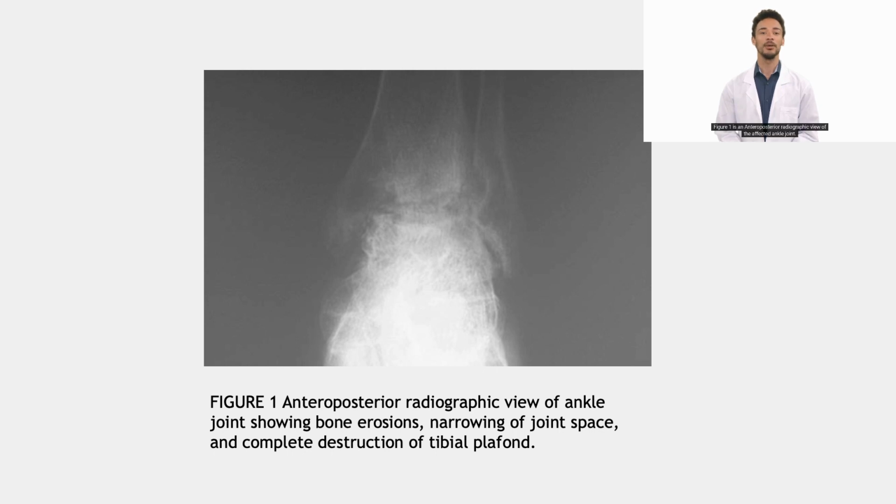Figure 1 is an anteroposterior radiographic view of the affected ankle joint. This striking image shows significant bone erosions, narrowing of the joint space, and complete destruction of the tibial plafond. These findings corroborate our clinical suspicion of tuberculous arthritis, as they represent the typical radiological changes seen in advanced stages of this condition. Note that the destruction of the tibial plafond in particular is an ominous sign, suggesting a deeply invasive infection that has significantly affected joint structure.